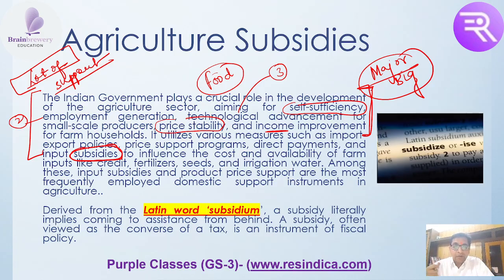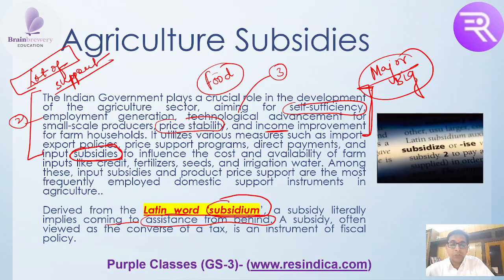Support may be in terms of technology, machinery, capital, or direct cash transfer. All these kinds of support have been given a single word that we call subsidy, right? Subsidy is derived from the Latin word subsidium, which means coming to assistance, coming to assistance from behind, from the back, somebody is assisting you.